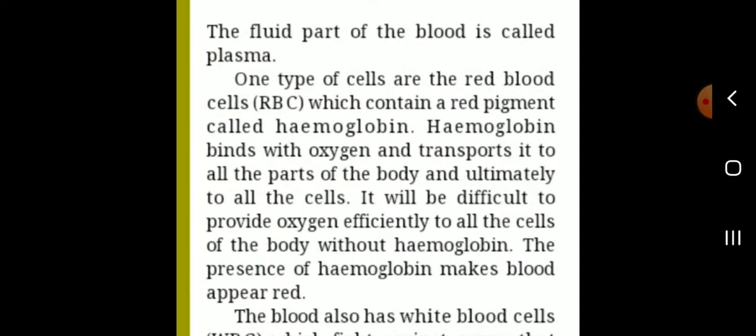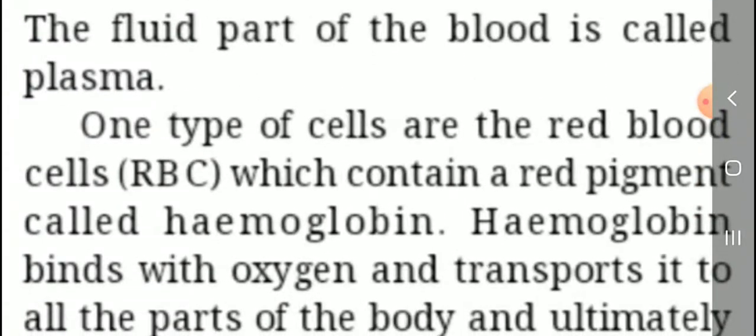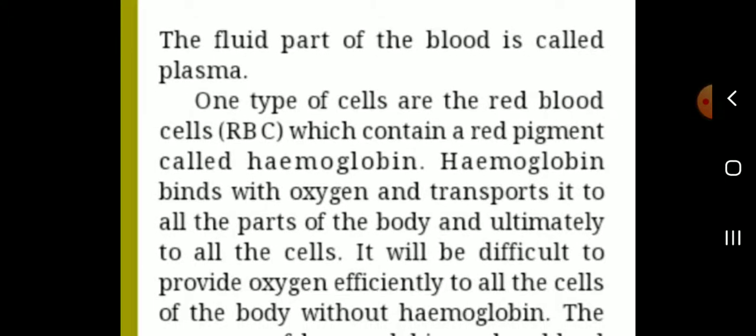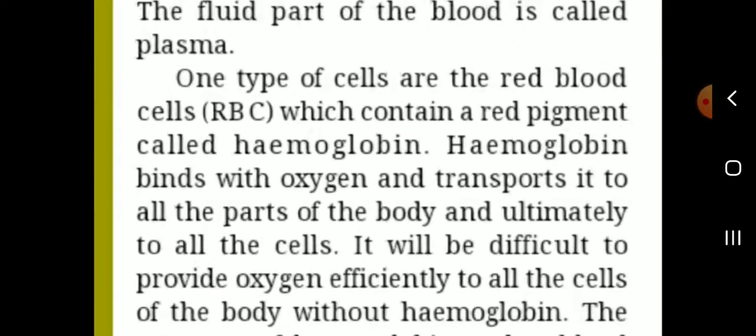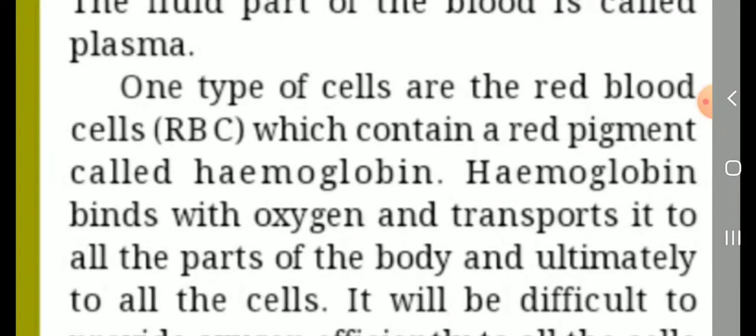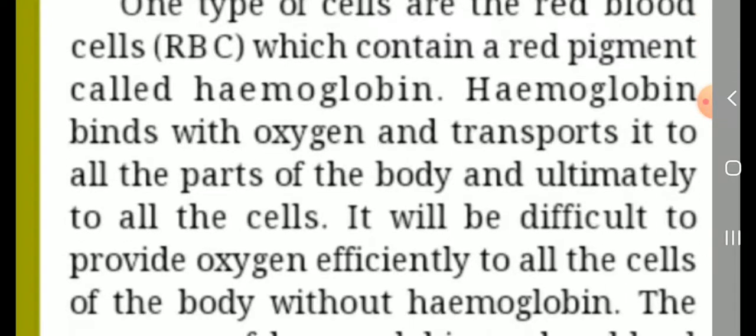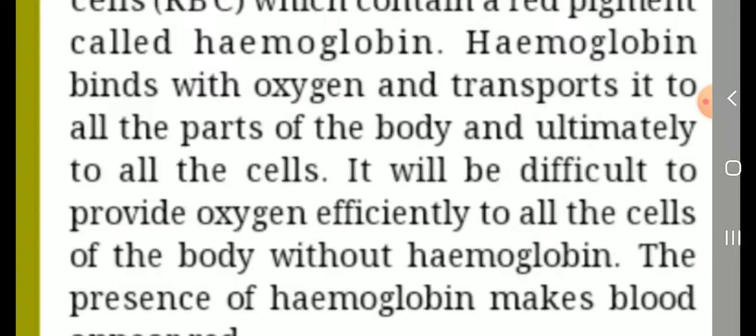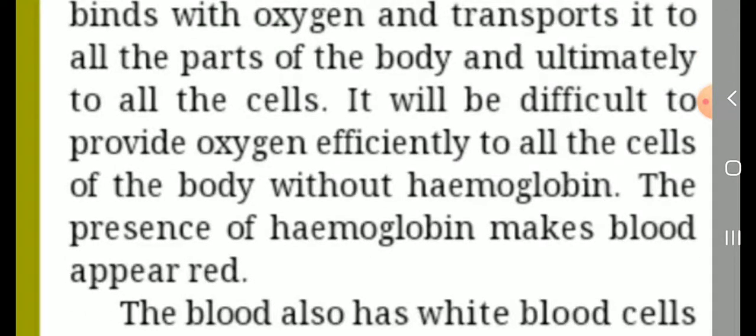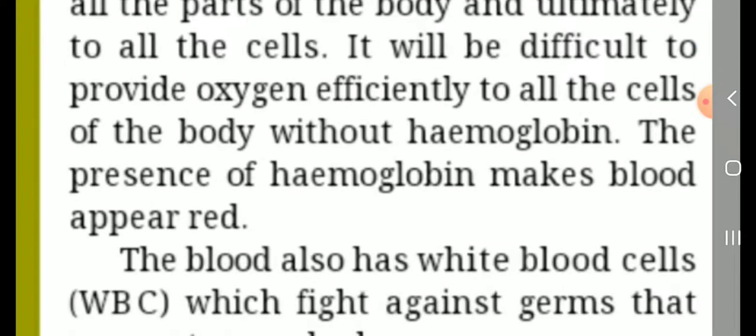The fluid part of the blood is called plasma. What is plasma? The fluid part of the blood is called plasma. One type of cells are the red blood cells, which contain a red pigment called hemoglobin. What is hemoglobin? Hemoglobin binds with oxygen and transports it to all parts of the body and ultimately to all the cells. The presence of hemoglobin makes blood appear red.